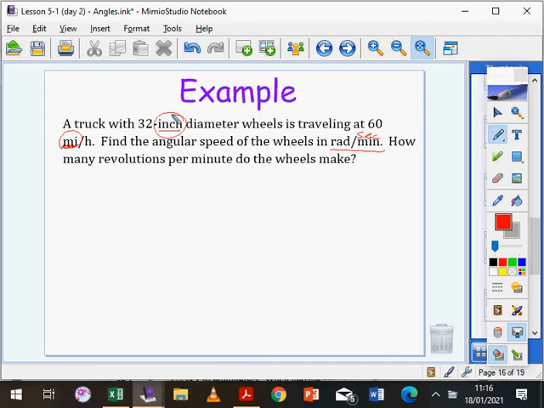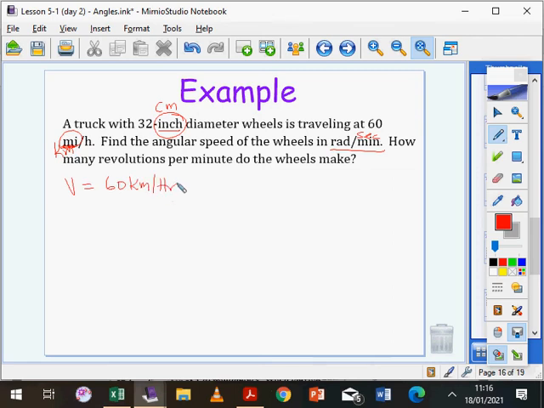So in the future I will change the text to read centimeters and kilometers for inches and miles respectively. So it has a diameter of 32 inches. It's traveling at 60 miles per hour. So let's say that its linear speed is 60 kilometers per hour, right? And I know that the standard unit is supposed to be meters per second. So just keep that in mind.